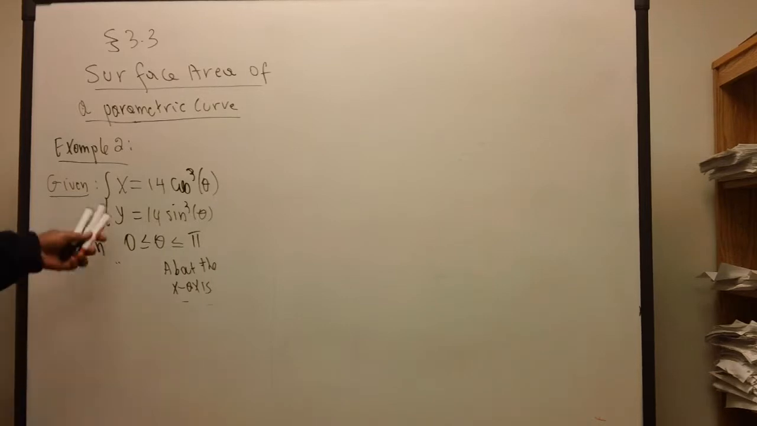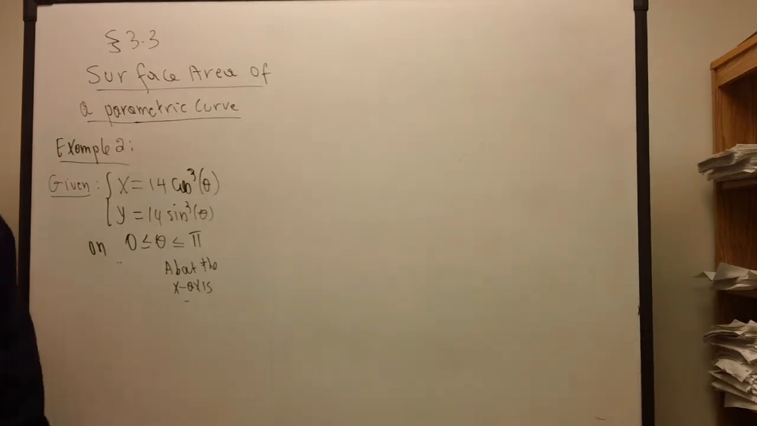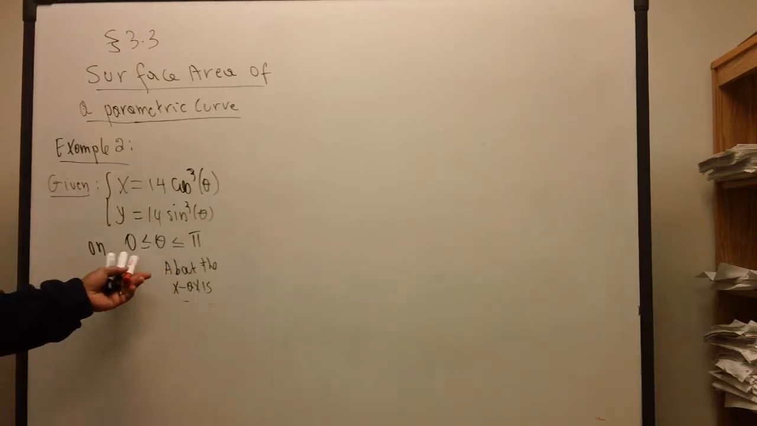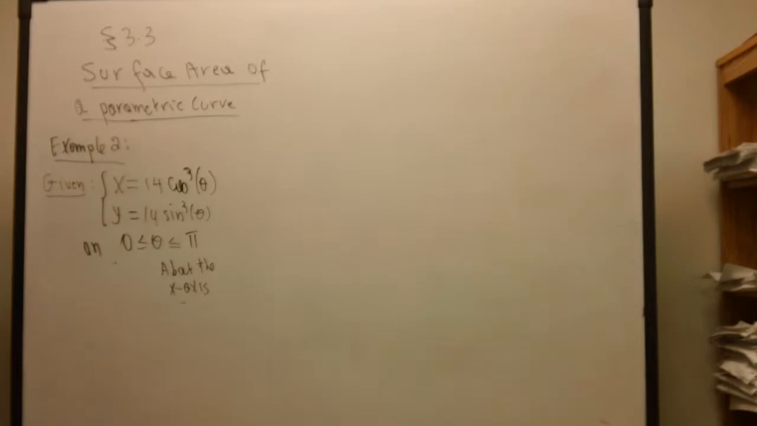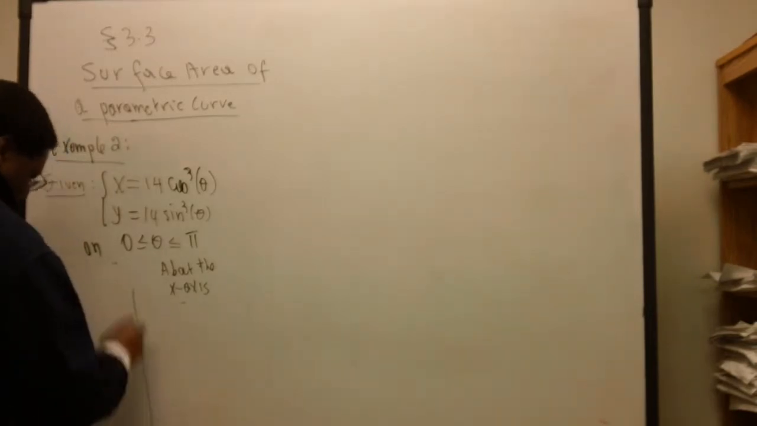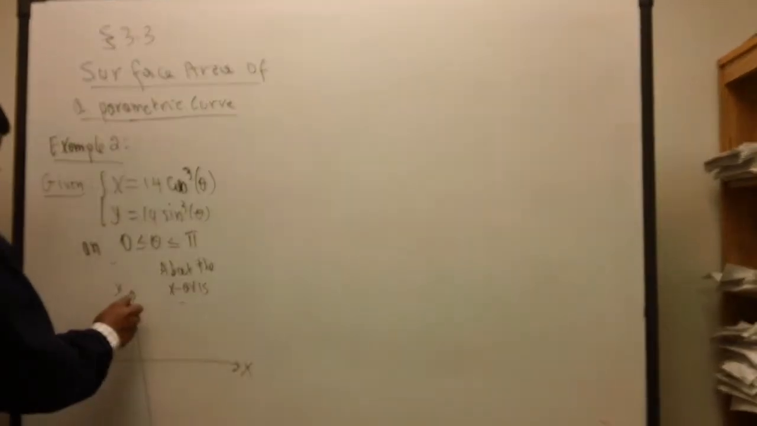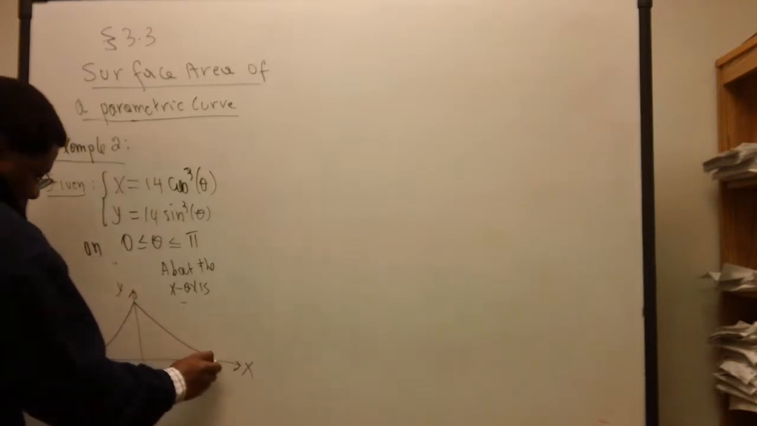So we are given x equals 14 times cosine cubed theta, and then y equals 14 times sine cubed theta. And theta is between 0 and pi. And then the rotation is about the x-axis. So basically this graph looks like this. You have the xy plane, and that's the shape of the graph.